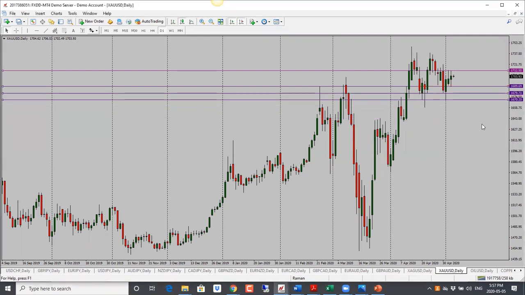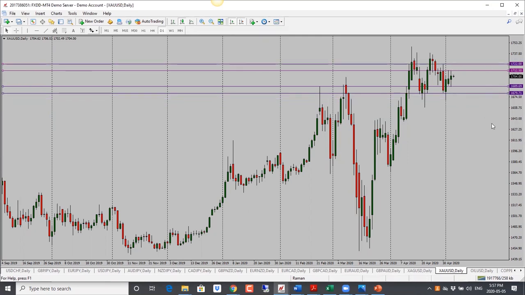Below 1690, we're looking at 1680. So neutral bias for gold. Should it go through the high though, then there is room to the upside, 1720. And of course, there's plenty of room to the upside here. But keep an eye on the stock market. If the stock market drops, this is likely to drop with it as well.